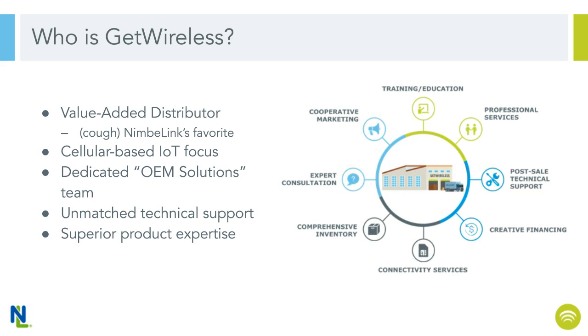We're a stocking distributor, so we have lots of product on hand. And when I say stocking, we have lots of product. We usually ship stuff really fast. So we work with our partners to enable them to deliver solutions quickly and those that work well. So that's all I'm going to say about Get Wireless, because I don't like talking about myself so much.